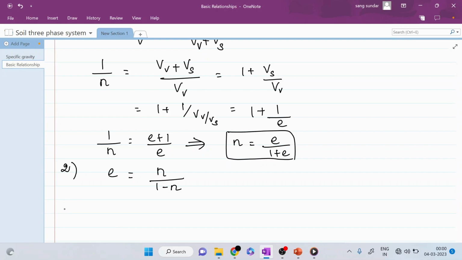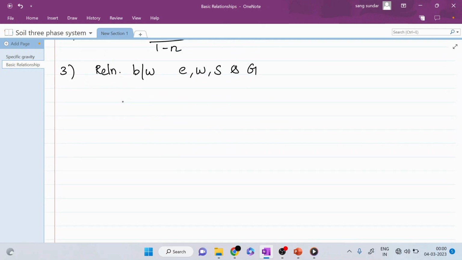Now, our next relationship is the relation between E, W, S and the term specific gravity. Right? Let us take S. And what is S equal to? S is equal to volume of water in the total volume of void spaces present in the soil mass. And what is volume of water comprised of?